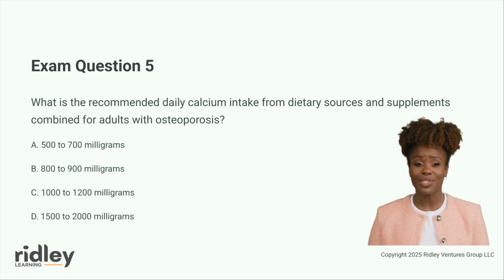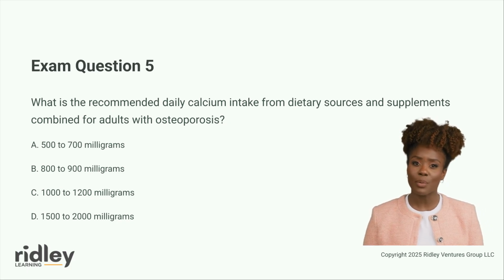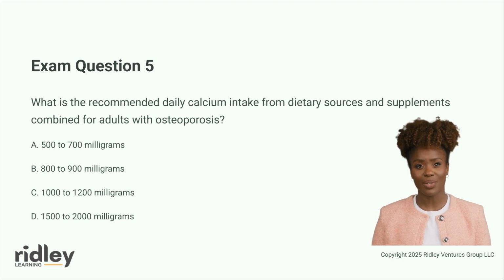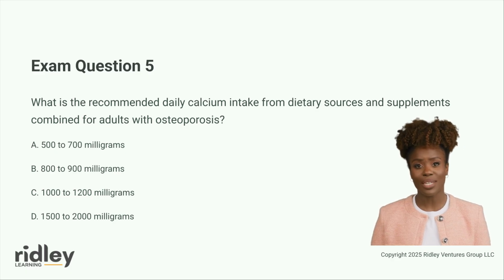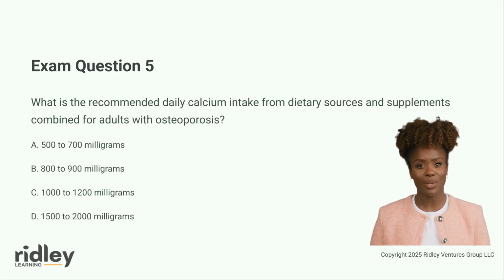Importantly, dietary sources of calcium are preferred over supplements when possible, as food-based calcium provides better absorption and additional nutritional benefits. Common calcium-rich foods include dairy products, fortified plant-based milks, leafy green vegetables, and calcium-set tofu. When dietary intake is insufficient, calcium supplementation can help patients reach their daily target. Those supplements should be taken in divided doses of 500 milligrams or less to optimize absorption.